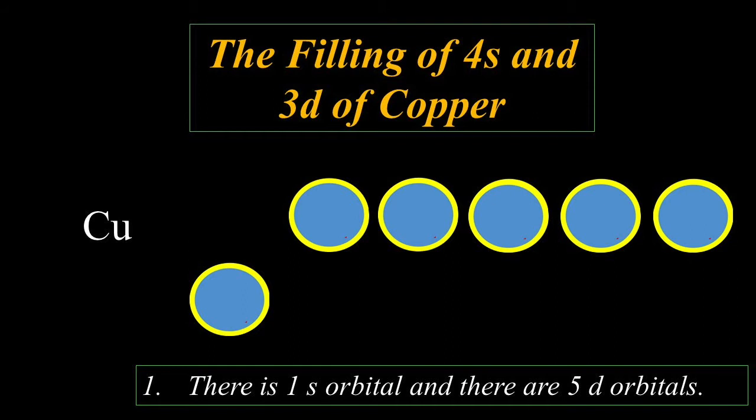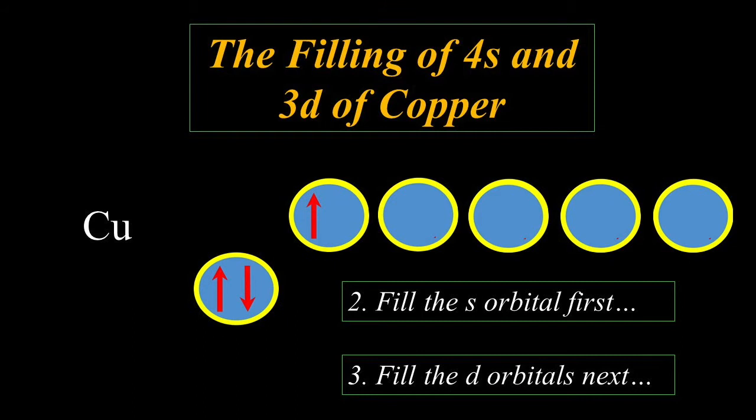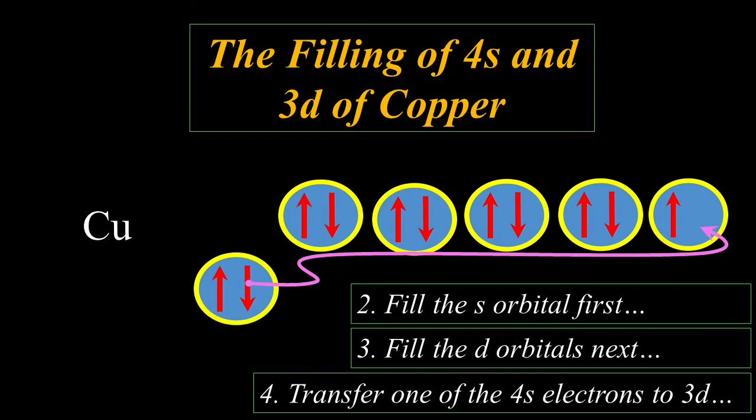Now we're going to do the same exact thing with copper. There's 1s and 5 d's, and it's going to be the same exact exercise, but you're going to end up with something that looks slightly different, yet extremely, extremely stable. And that is going to be, as you can see here, the completely filled 3d.